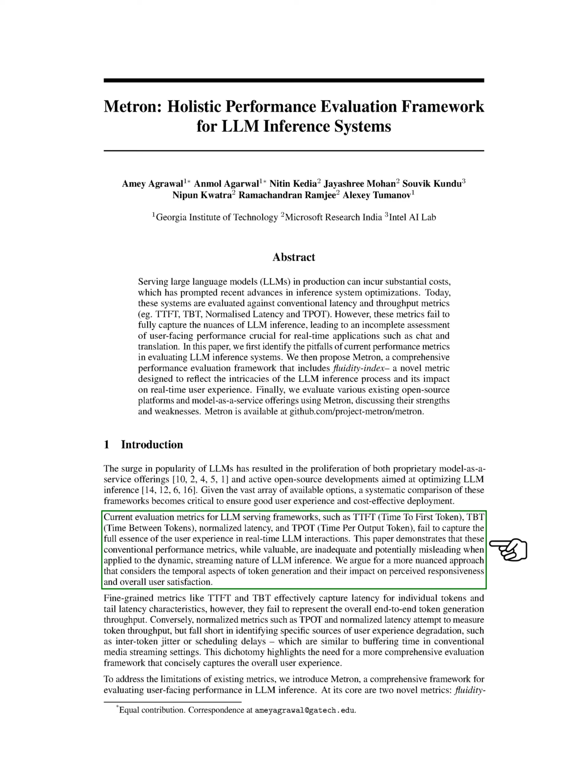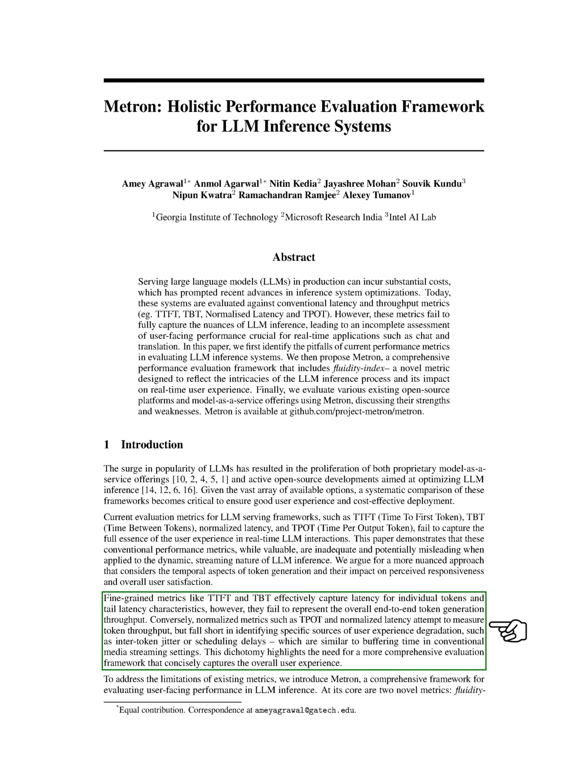The current evaluation metrics like time to first token, TTFT, time between tokens, TBT, normalized latency, and time per output token, TPOT, do not fully capture the user experience in real-time LLM interactions. We argue that these metrics are valuable but insufficient for dynamic LLM inference. We propose a more detailed approach considering the timing of token generation and its impact on user satisfaction.